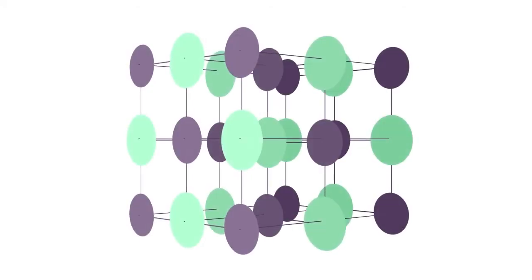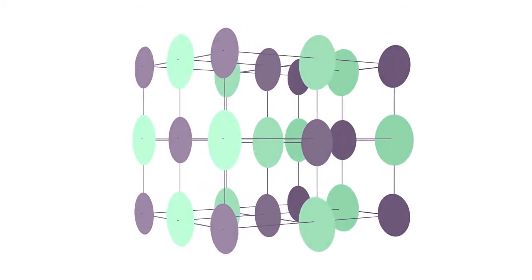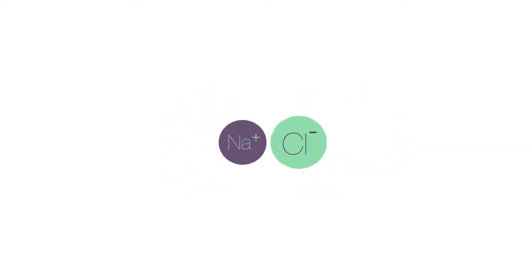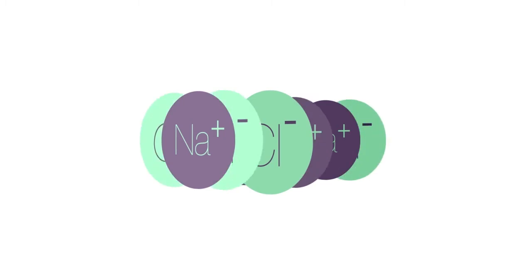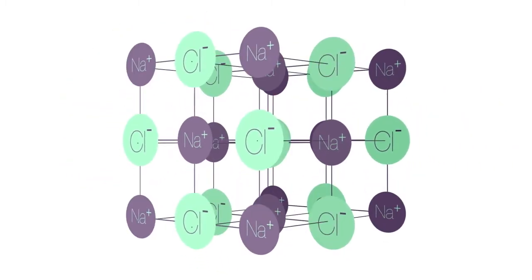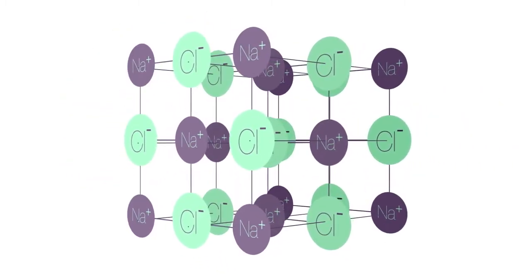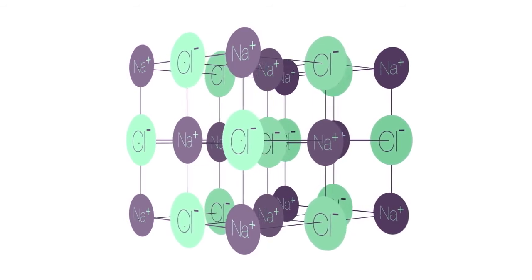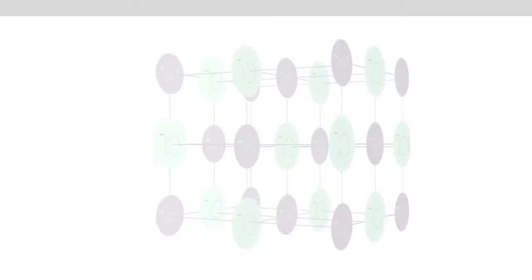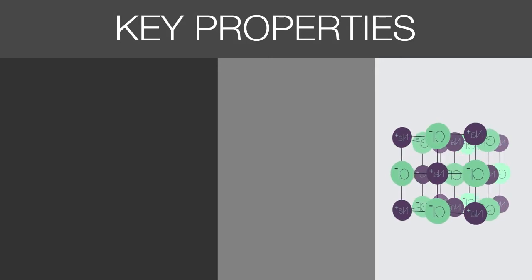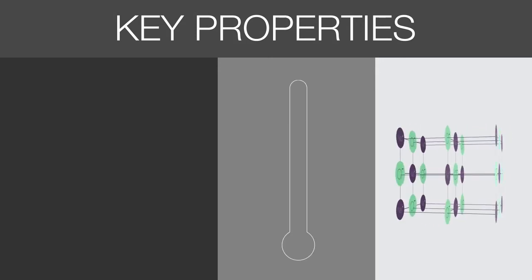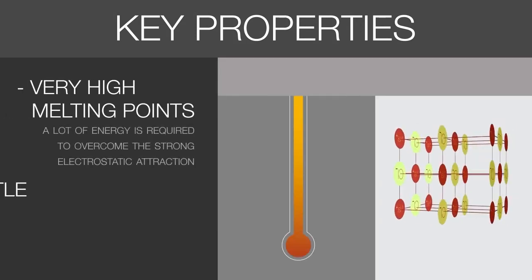In summary, ionic compounds exist as giant ionic lattices, not as single molecules. The giant ionic lattice is a regular repeating 3D pattern of alternating positive and negative ions. The electrostatic attractions holding the structure intact are very strong, and this accounts for the fact that ionic compounds have very high melting points and are brittle.